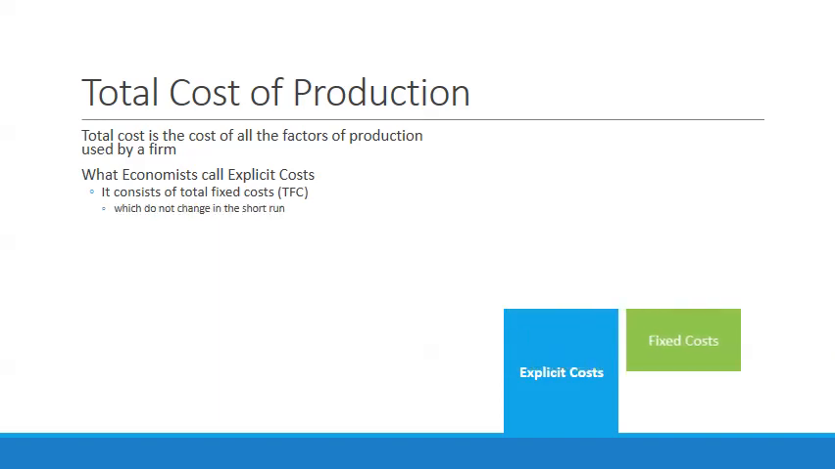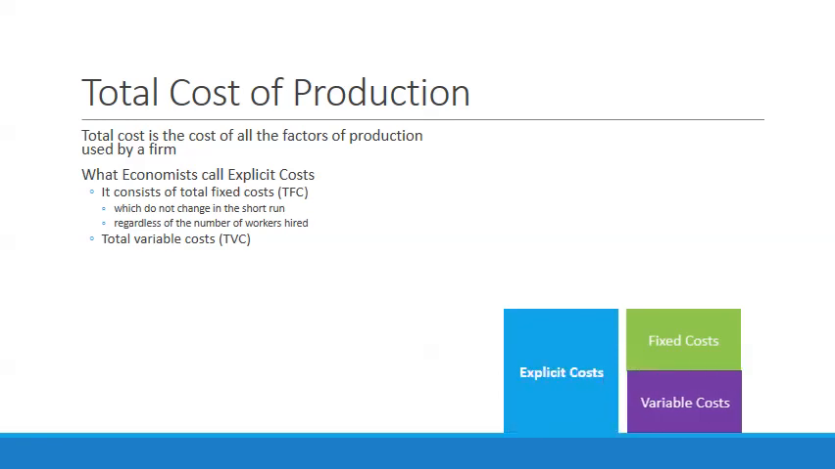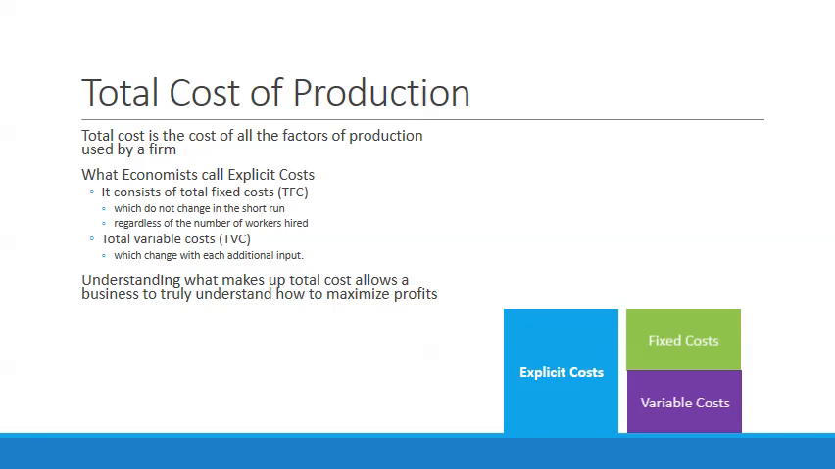We'll move them off to the side. And these do not change in the short run. Regardless of the number of workers hired, it doesn't matter, fixed costs aren't changing. Now, we also include the total variable costs, so that's what we're adding to this here in purple. So when we pull them off to the side, fixed cost plus variable cost equals explicit cost. Remember, variable costs change with each additional input. So understanding what makes up total cost allows a business to truly understand how to maximize their profits.